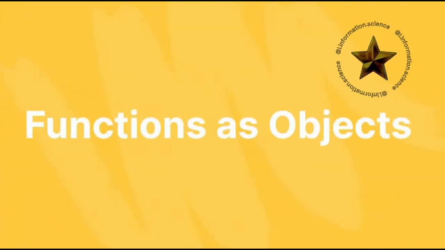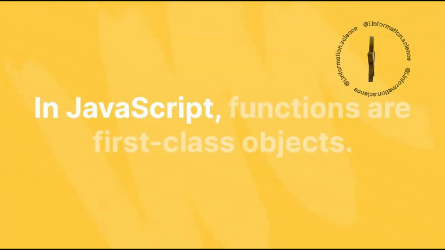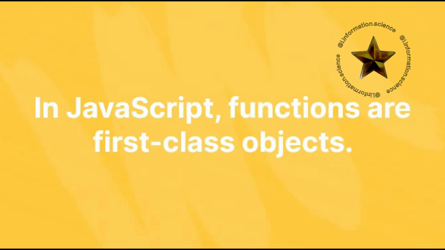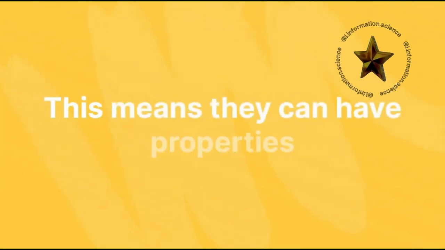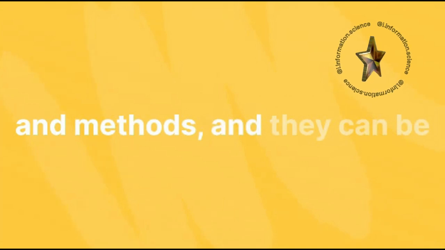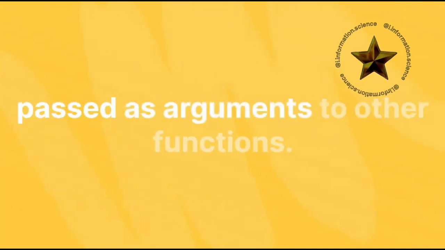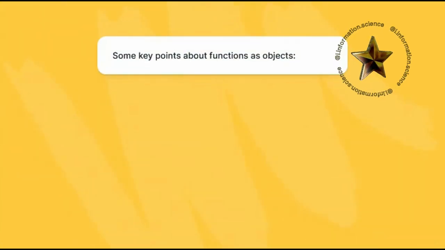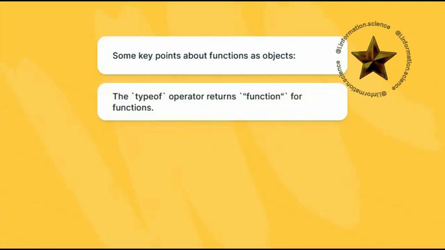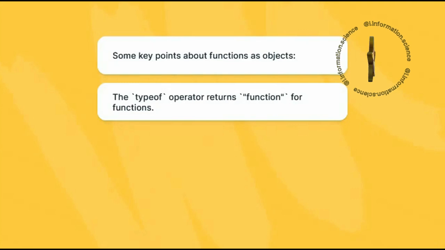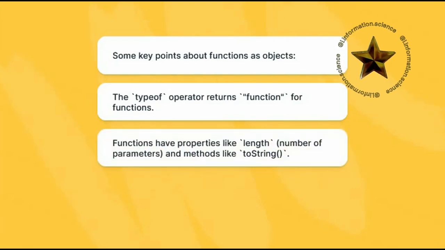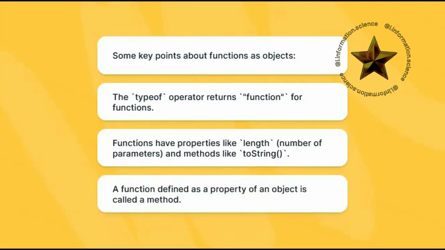Functions as objects. In JavaScript, functions are first-class objects. This means they can have properties and methods, and they can be passed as arguments to other functions. Some key points about functions as objects: the typeof operator returns function for functions. Functions have properties like length, the number of parameters, and methods like toString. A function defined as a property of an object is called a method.